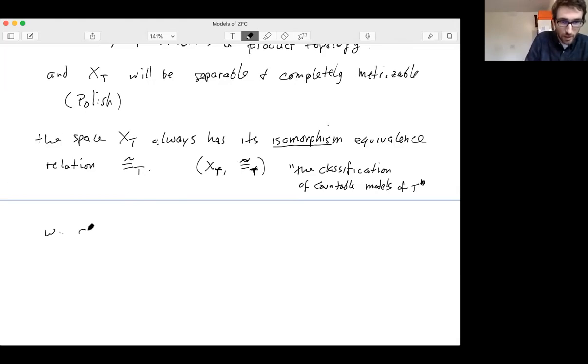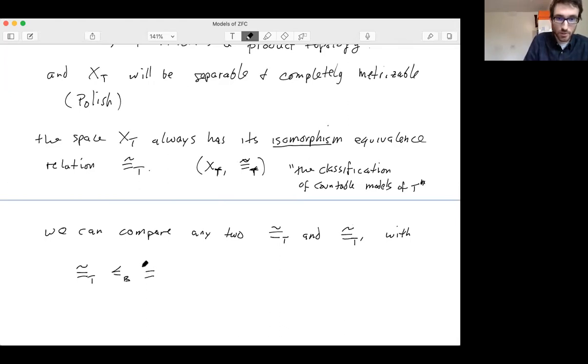So we can compare any two, isomorphism T and isomorphism T prime. So isomorphism T is said to be Borel reducible to, or at most as complex as, isomorphism T prime if there exists a function from all the models of T to all the models of T prime, which is Borel.